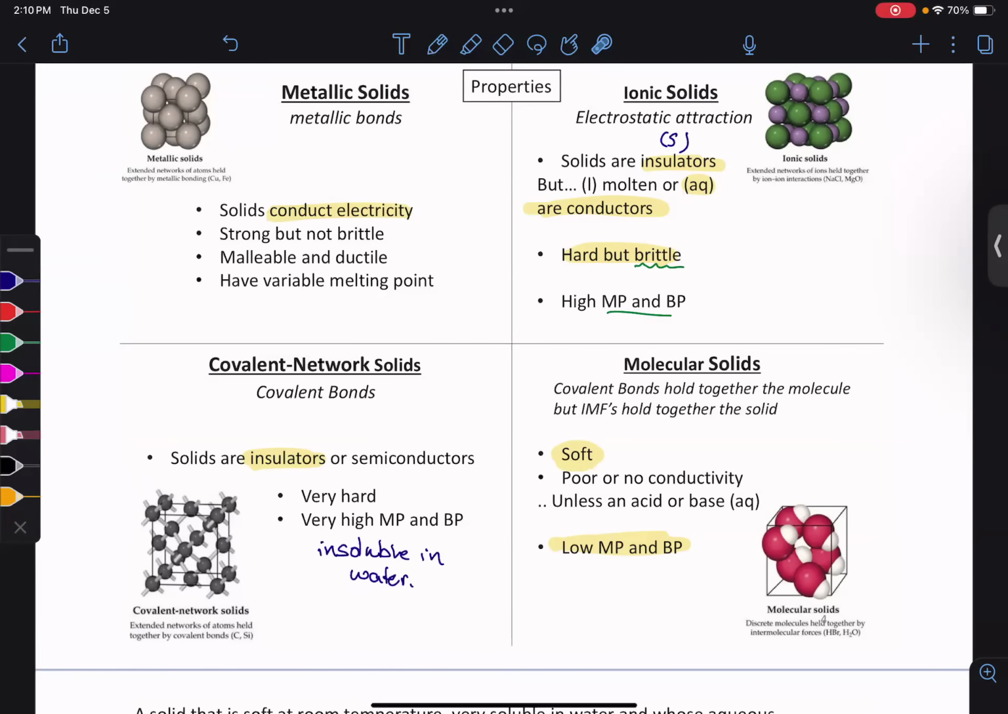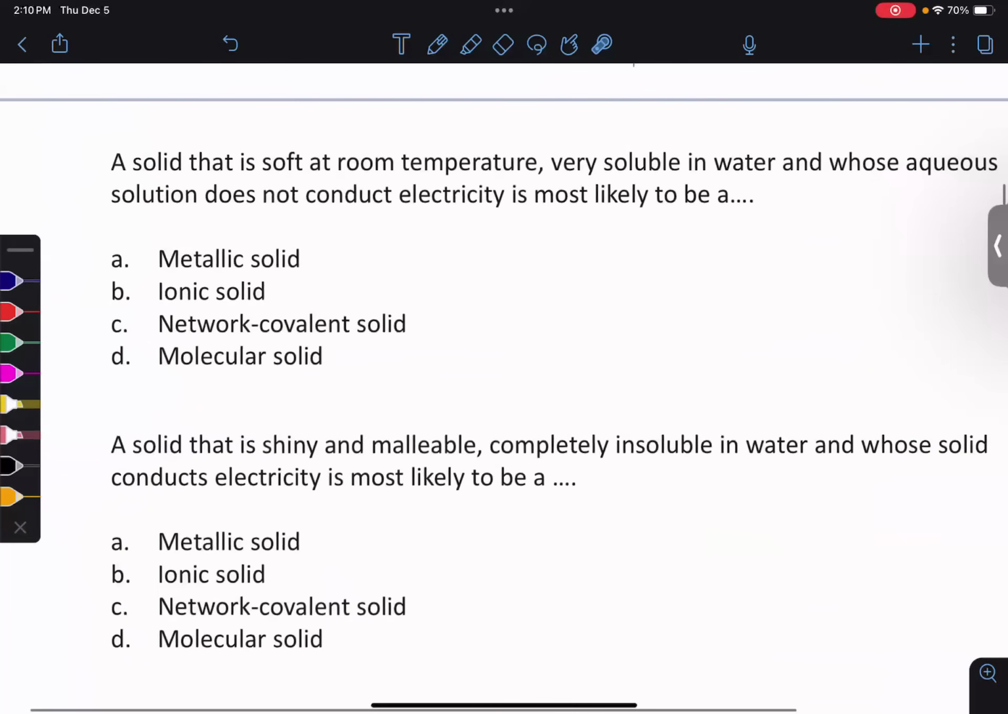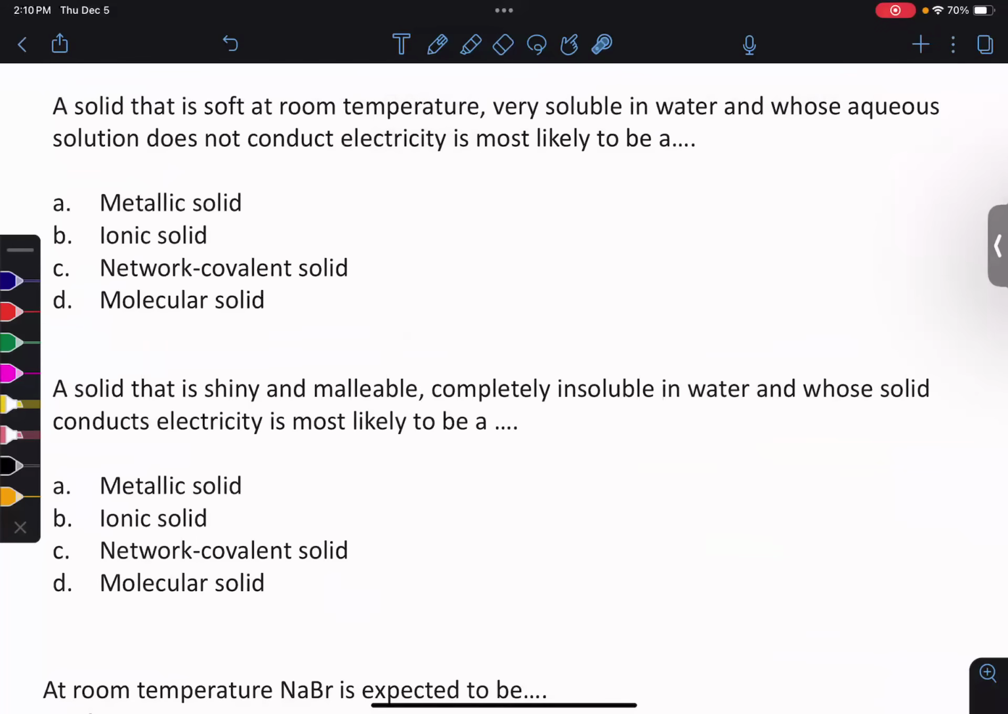And then interesting things about covalent network solids is they tend to be insulators. And they're very, very hard and have very high melting points and boiling points. So let's just do this slide real quick. All right, so if we have a solid, it's soft at room temperature, very soluble in water, solution does not conduct electricity. It is most likely to be a what? What do we think? It's going to be a molecular solid. How do we know? The giveaway, soft. Very soft. Okay, and it dissolves and the solution does not conduct electricity.